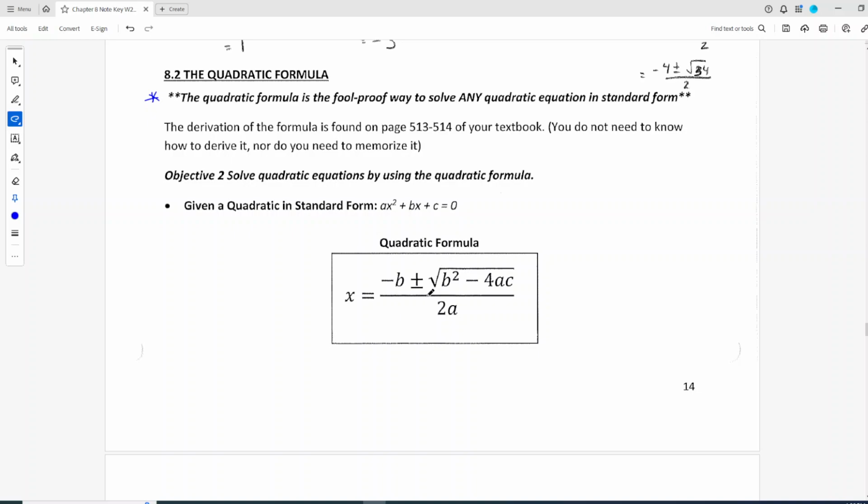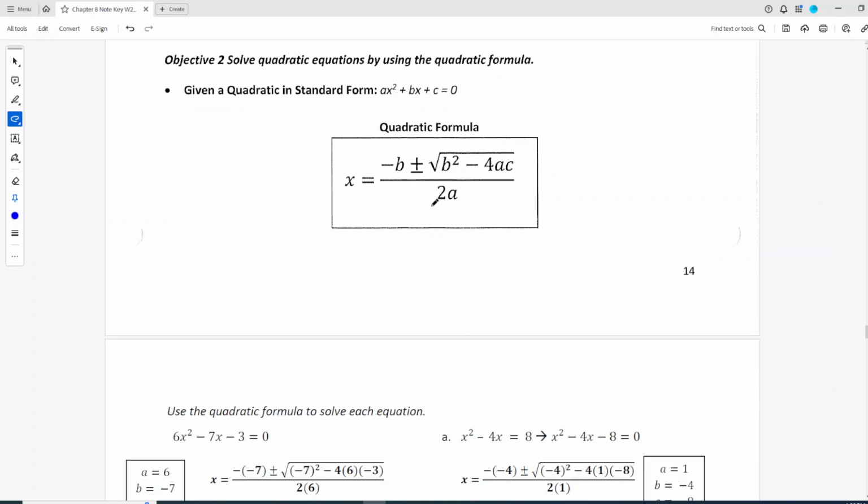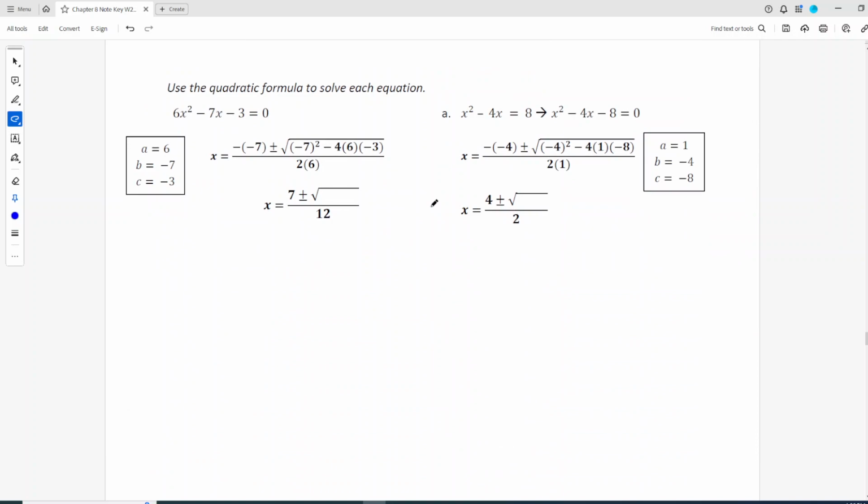It is on your formula sheet, and it is negative b plus or minus the square root of b squared minus 4ac all over 2a, where a is the coefficient on the x squared term, b is the coefficient on the x term, and c is the constant at the end. So what I've done here is I've got 4 questions kind of done for you. Nobody usually messes up putting in a, b, and c.